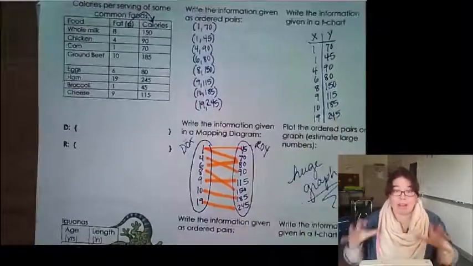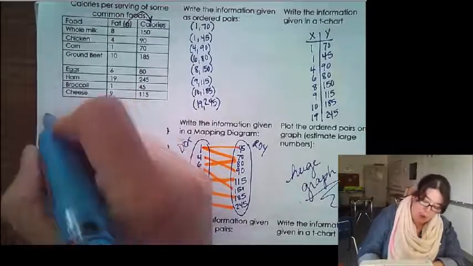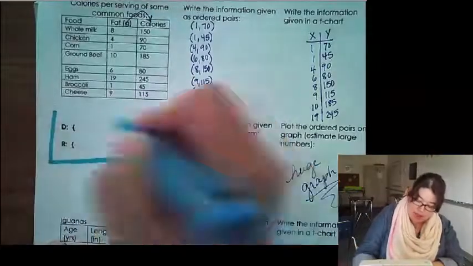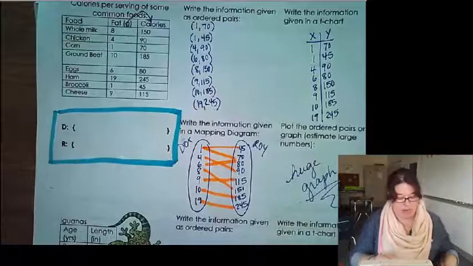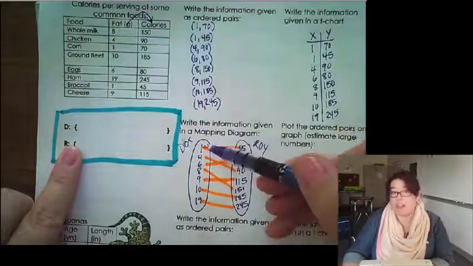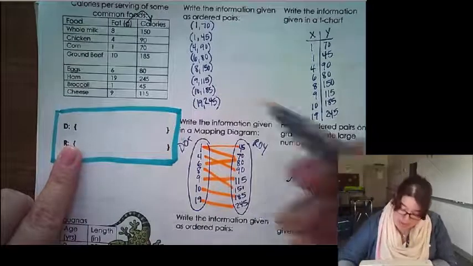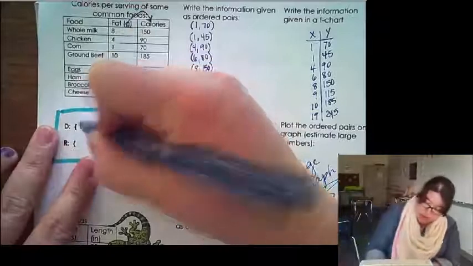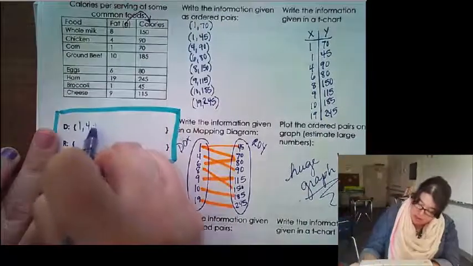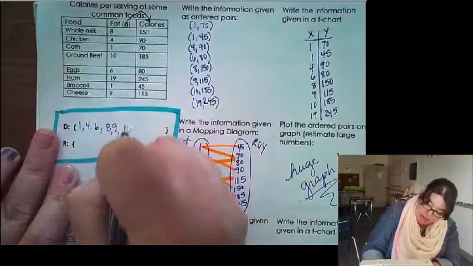But now that we've organized all of our data, we are going to look at answering, okay, we have all this data, so what's the domain of our data and what's the range of our data? Well, remember what I said, the domain and range are just going to follow your mapping diagram because they're already in number order. So the domain is going to be 1, let's see, 4, 6, 8, 9, 10, and 19.